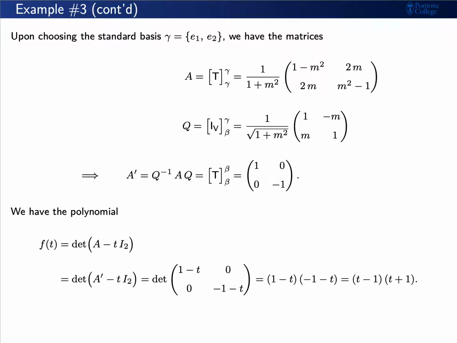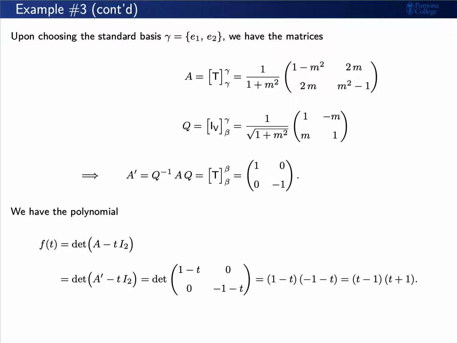Now we'd like to compute the characteristic polynomial. We could compute the determinant of A minus t I2, but this would be a lot of work. Instead, let's recall that our theorem said that the characteristic polynomial is independent of the choice of bases. So instead of computing the characteristic polynomial while choosing the basis gamma, which would give us back the matrix A, we will instead compute using the basis beta, which will give us the matrix A prime. For A prime, our matrix is much, much simpler.